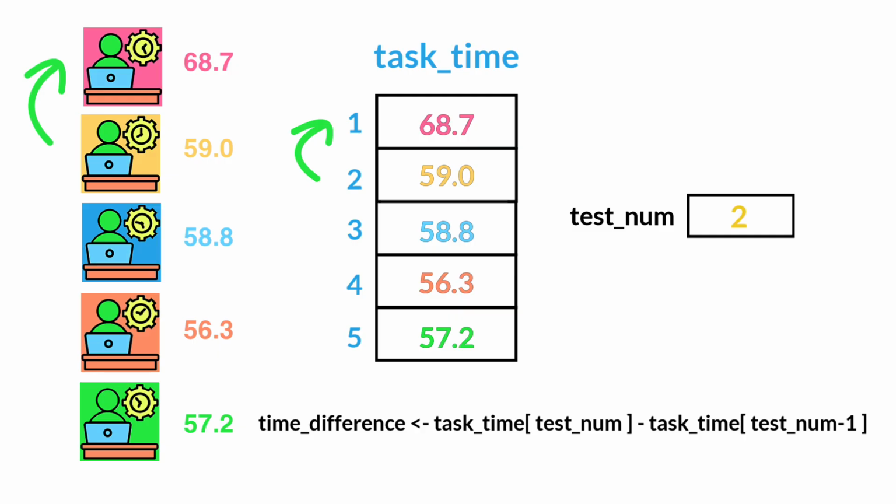The calculation would then give us task time indexed by 2, which is 59.0, minus task time indexed by test num minus 1, or 1, which is the value 68.7. The result, negative 9.7, would be assigned to time difference, indicating an improvement in test completion times between the successive tests of 9.7 seconds. This same equation can be used to test the change in completion time between any successive tests by simply changing the value in test num, demonstrating one way in which the natural ordering provided by sequential models can be leveraged when analyzing data.